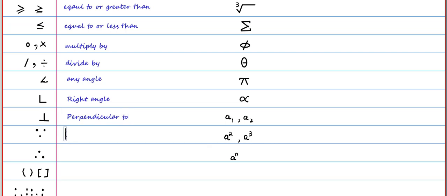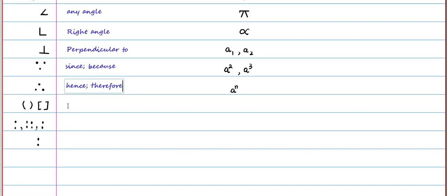And what does this mean? This means since or because. If there are 2 dots above and 1 dot below, that means since or because. If 1 dot is above and 2 dots are below, that means therefore, hence.